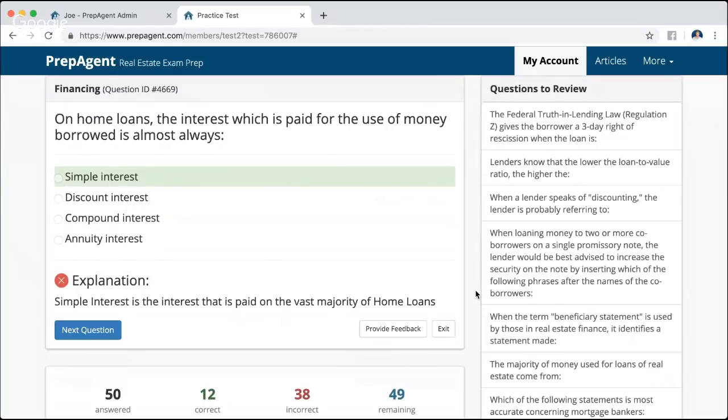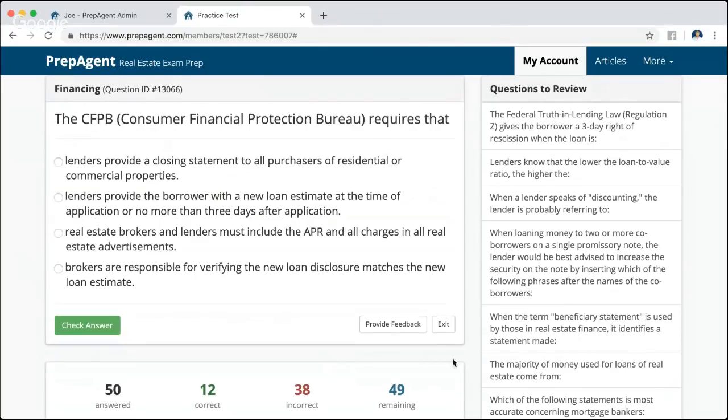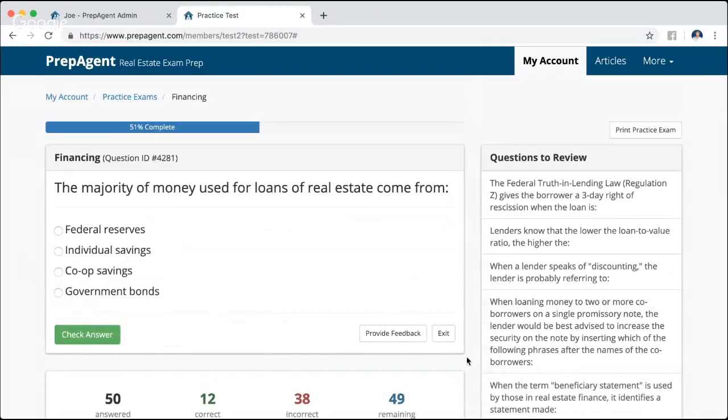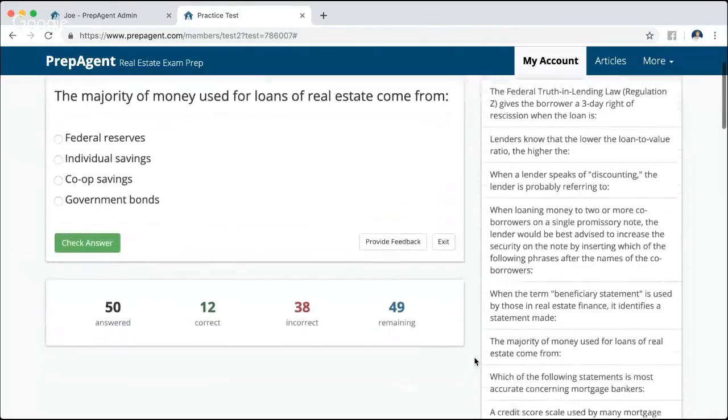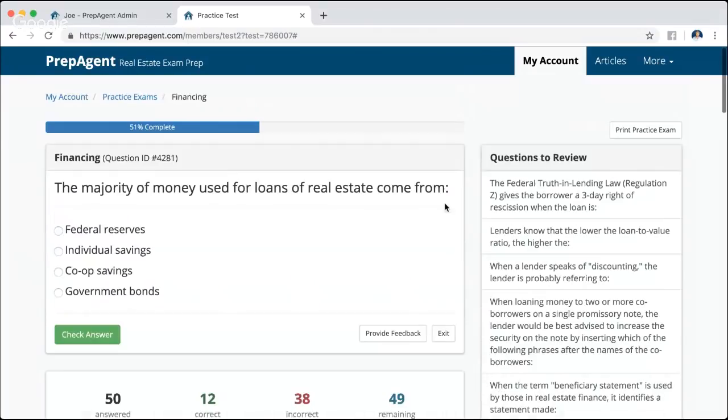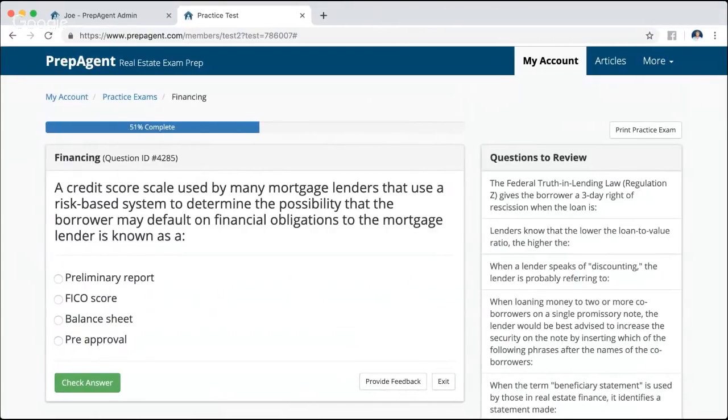Who here could tell me the purpose of the FHA? What is the purpose of the FHA? Okay, the FHA insures mortgages. Good. You do not get a loan from the FHA. The FHA insures mortgages for qualified loans.